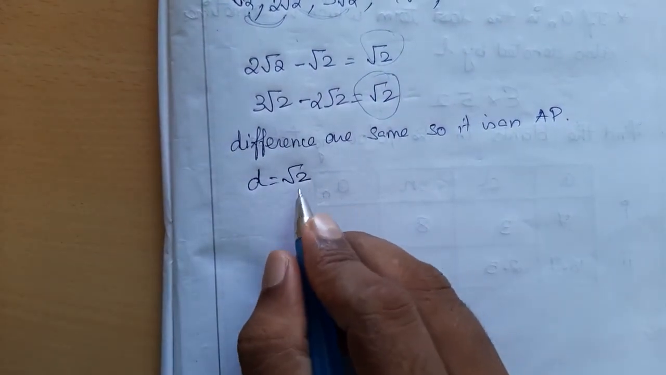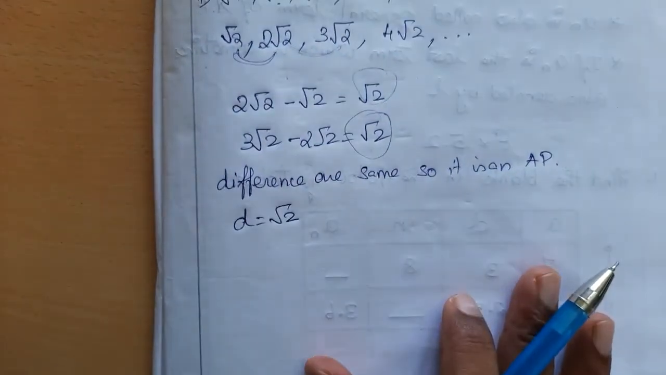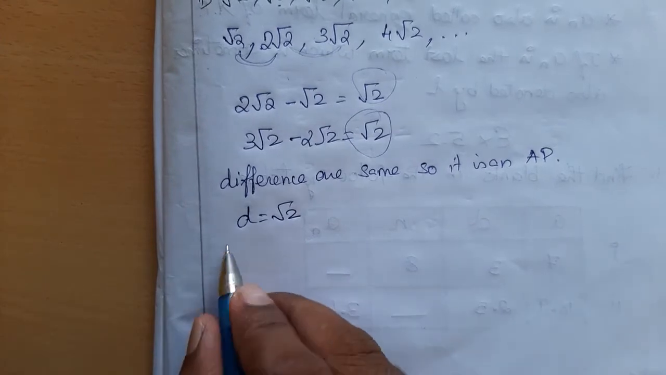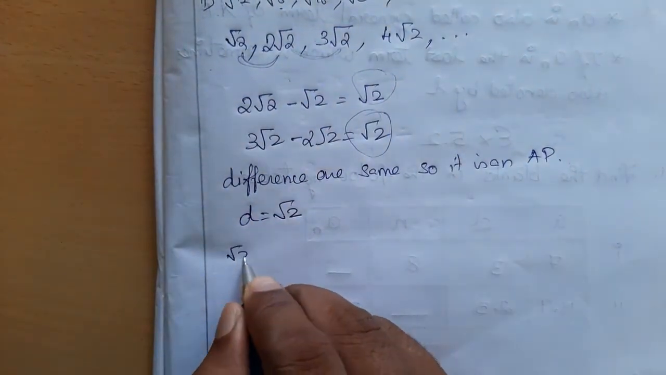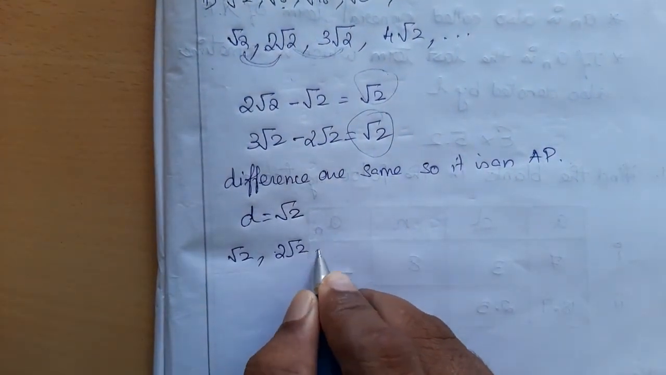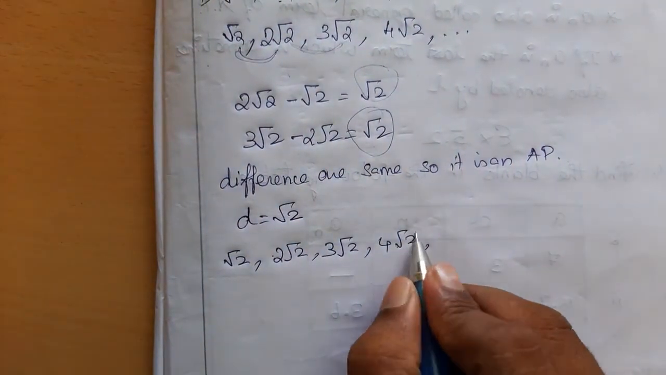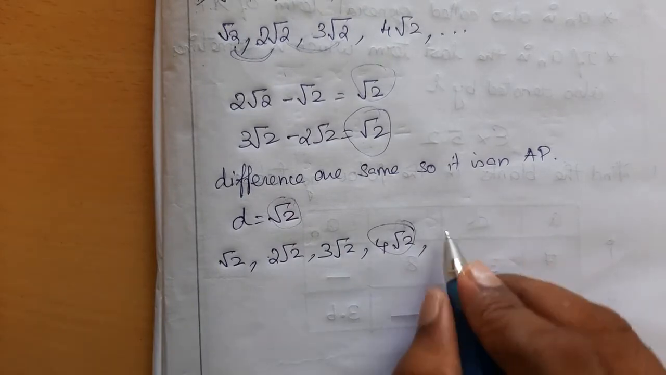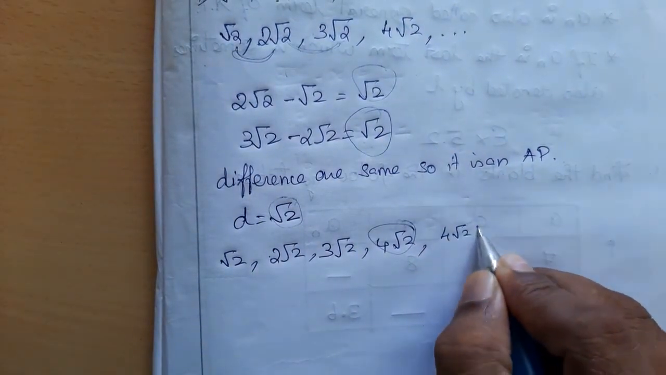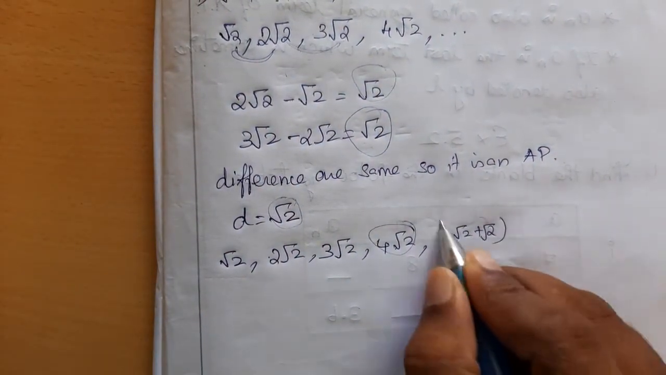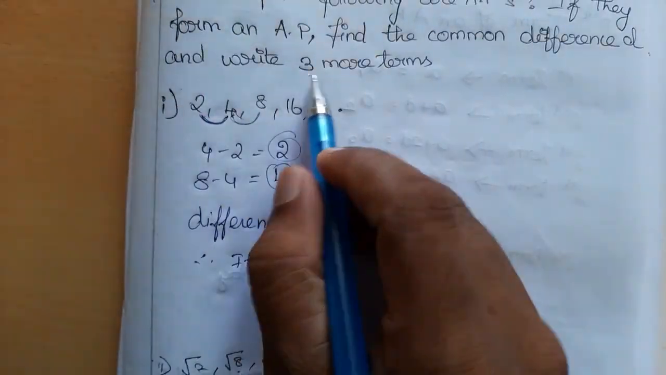So just by adding square root of 2 to a term, we will get the next successive term, the next 3 terms. So the first terms are square root of 2, 2 square root of 2, 3 square root of 2, 4 square root of 2, right? With this we can add the difference and we will get the next term, right? 4 square root of 2 plus square root of 2. This is the next term. We need how many? 3 more.